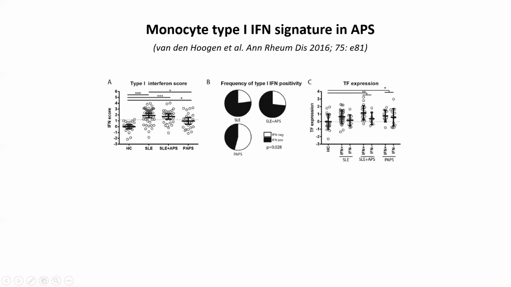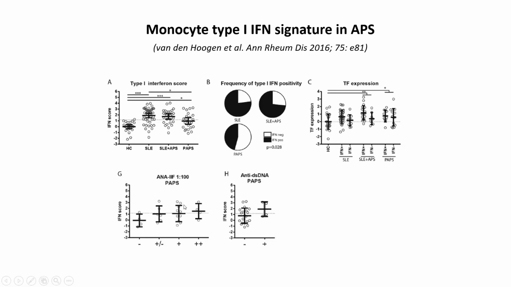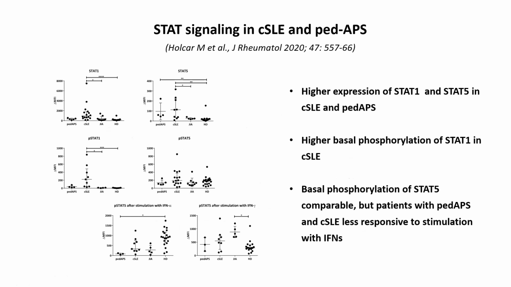Also, patients with SLE and APS, not surprisingly, have increased interferon score, but also patients with primary APS without underlying SLE have a higher interferon score than healthy controls. And for these patients with primary APS, the interferon score is significantly higher in patients with positive ANA, and kind of very encouraging, we treat all our patients with APS and SLE with hydroxychloroquine. Hydroxychloroquine can decrease this interferon signature.